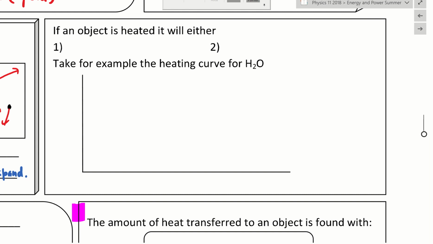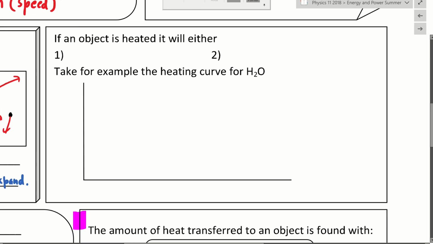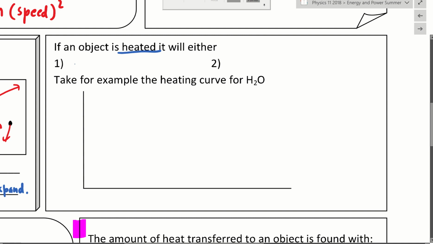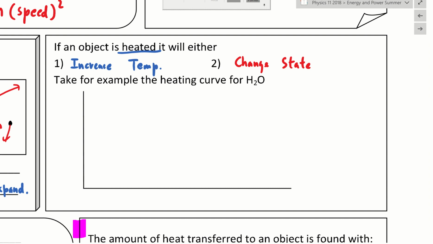We call that kind of phenomenon, if you want to graph it out, a heating curve. So if an object is heated, it will do two things. It's either going to increase temperature, or it's going to perform something called a phase change, right? So it can change phase, change state, from solid to liquid to gas. So it can either change state or increase temperature.